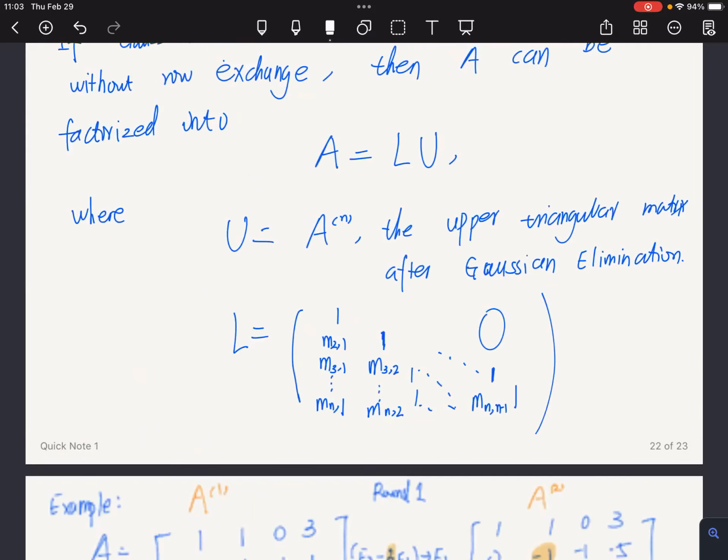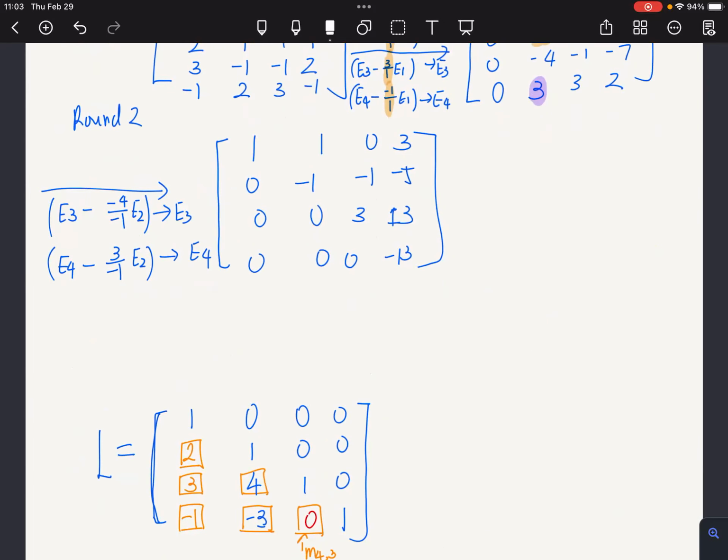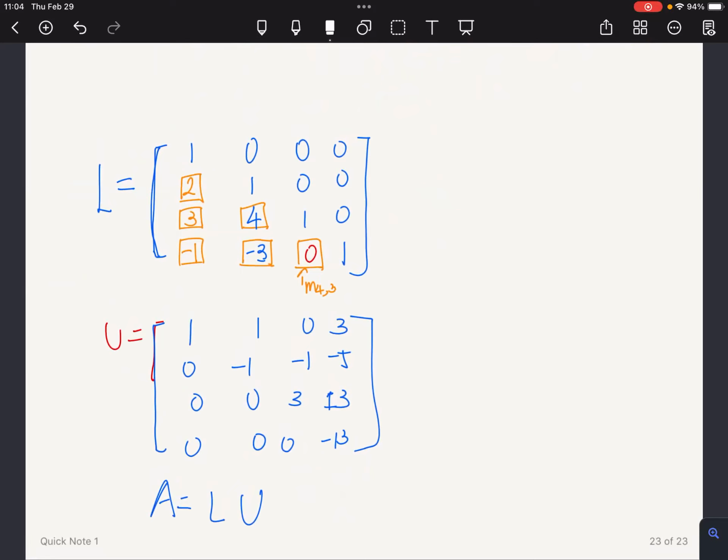The idea of the LU factorization is really simple. We just go over the Gaussian elimination procedure and record the ratios, and that is the LU decomposition. And now let's compare the LU. We cannot stop here.